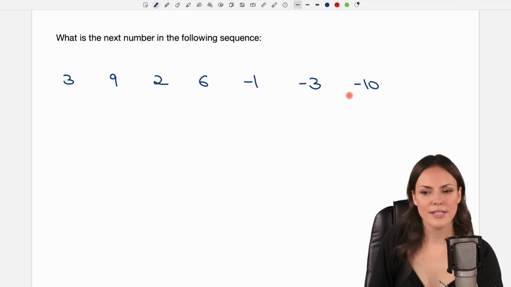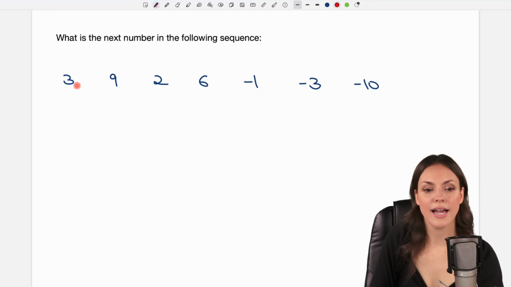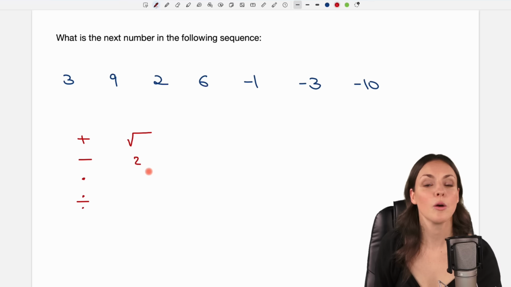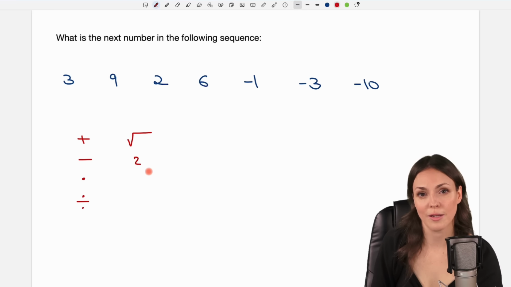If we take a look at our sequence, we have to check how to get from one number to the next and see if there is a pattern there. We can use addition, subtraction, multiplication, division, and if all these don't work, we can also think about taking the square root or squaring numbers. And if all of that also doesn't work, we can think about special numbers like prime numbers or square numbers or also the Fibonacci numbers.